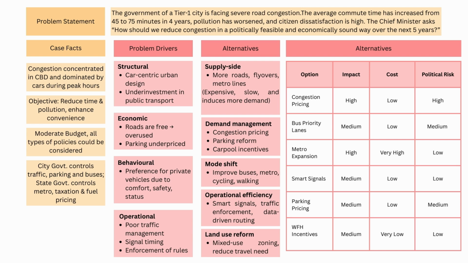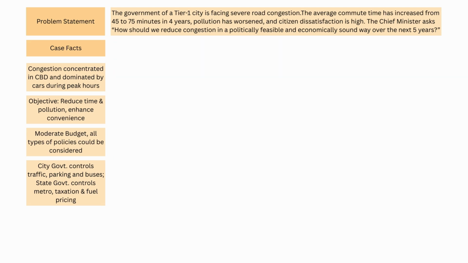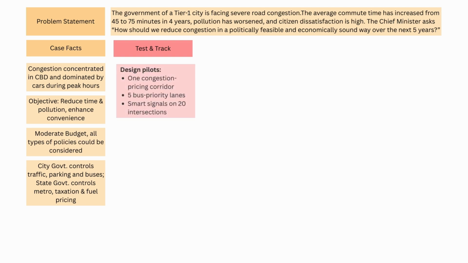So, the logical approach is to start with options that have high impact, low cost, and low political resistance. That brings us to testing and tracking. Instead of rolling everything out citywide, we should run pilots. For example, one congestion pricing corridor, a few bus priority lanes on major roads, and smart signals at key intersections. We then track clear KPIs: average commute time, traffic speeds, pollution levels, and public satisfaction. Public policy isn't about being perfect upfront, it is about learning quickly and scaling what works.